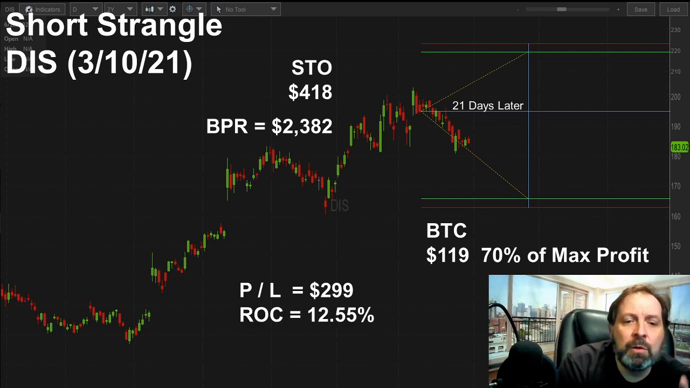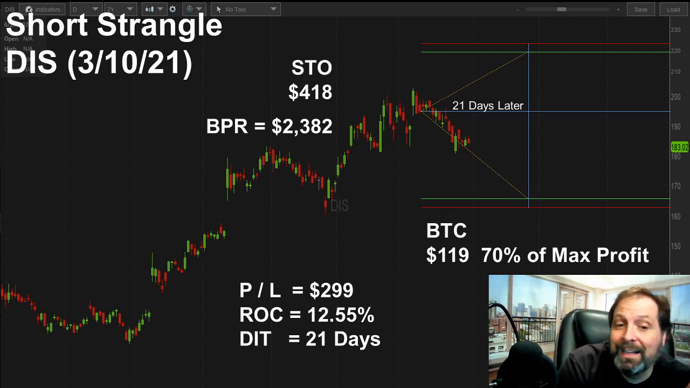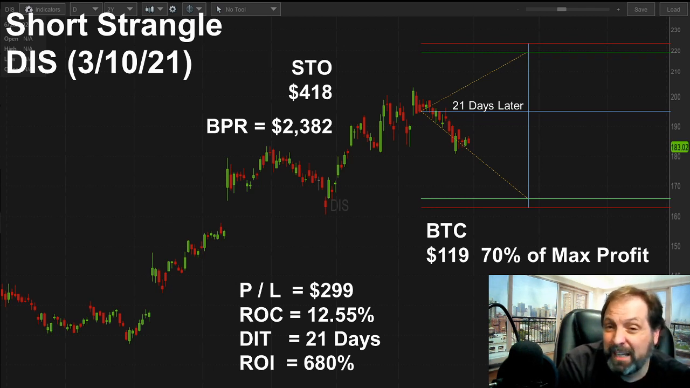Let's see. My return on capital was 12.55%. What does that mean? I made $299 on my investment of $2,382. That's 12.55% return on capital. I did that in 21 days. It was days in trade equals 21. And that's an ROI or an annualized ROI of 680%.